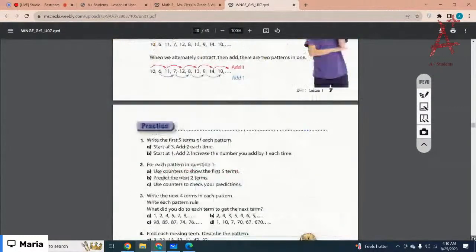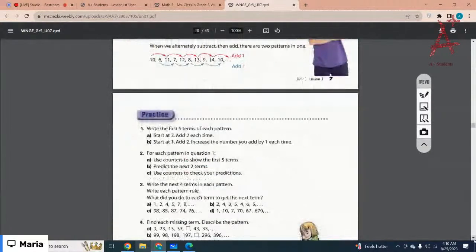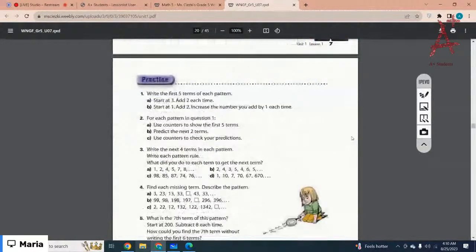Okay, here are the practice questions. We're going to start with the practice questions, right? So let's just start with the first one. The first five terms of each pattern, right? Start at 3, add 2 each time. You have to write the first five terms in the pattern. You have to start with 3 and add 2 each time.